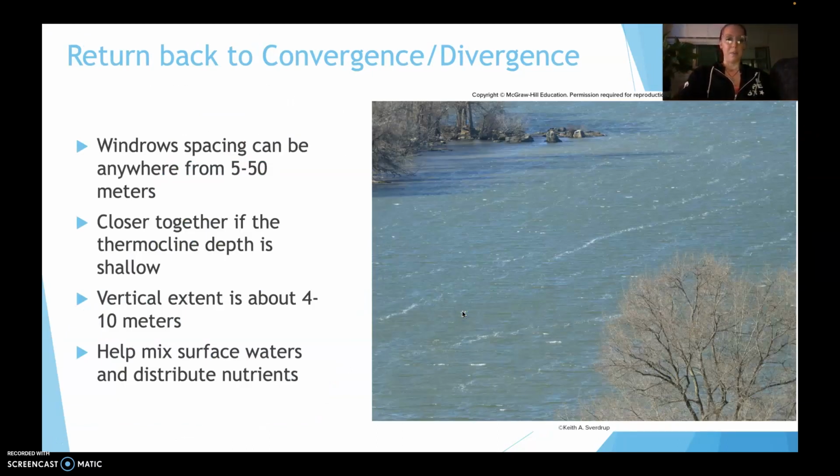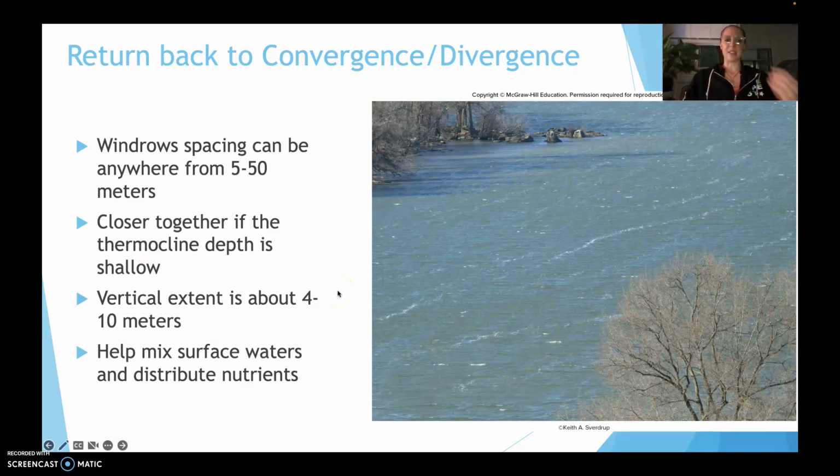So maybe you've peered out into the ocean and you've seen something similar to this, and you're like, I wonder what that is. Well, guess what? Now you know. So that's pretty exciting, right? The spacing of these can be anywhere from 5 to 50 meters. They can be closer together if the thermocline depth is really shallow. Remember that with the thermocline, there's not a lot of vertical mixing that happens. Because of that, the circulations are much, much smaller, much more narrow.